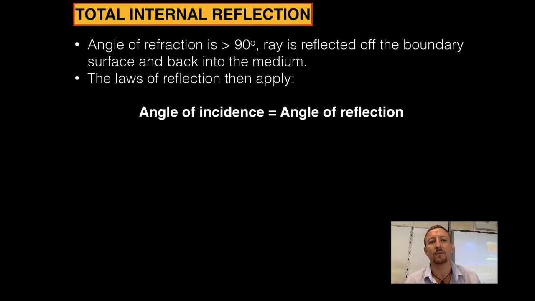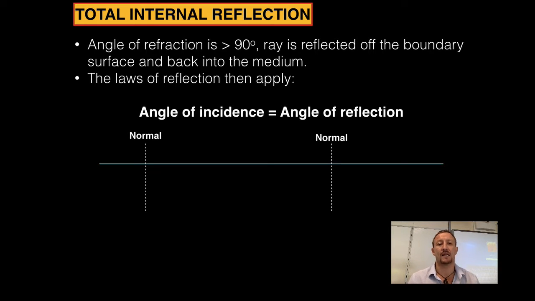Now, total internal reflection is what happens when we go greater than the critical angle. What happens to the refracted ray as we go greater than the critical angle? Well, the laws of reflection then apply. The angle of incidence to the normal will equal the angle of reflection to the normal. The boundary surface acts like a mirror. The light hits the surface, but because it's trying to be refracted so greatly, it's actually bent back into the water.